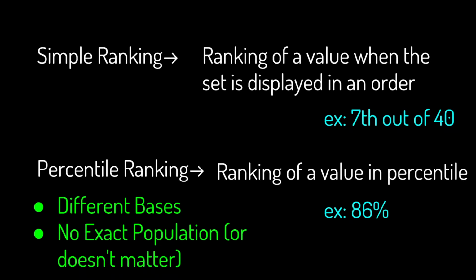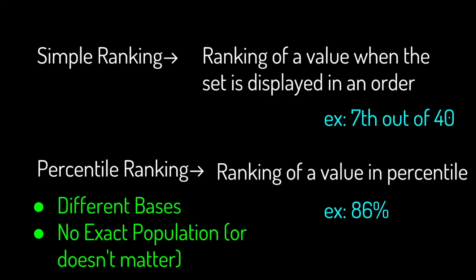In total, there are three ways to rank the data. The first is simple ranking. It's a ranking of a value when the set is displayed in an order. For example, whether it's 7th out of 40 or it could be 20th out of whole 100.